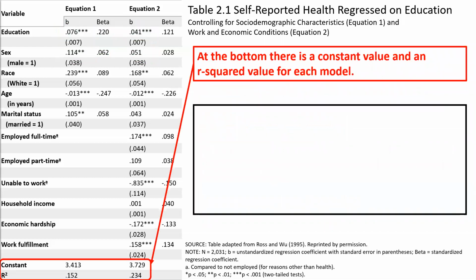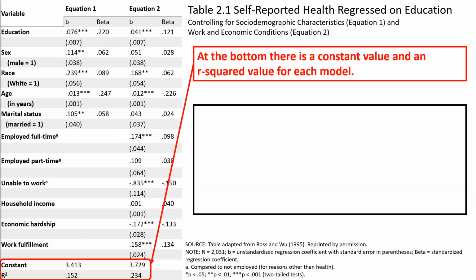At the bottom, there is listed a constant value and an R-squared value. The dependent variable is self-reported health, and everything in the table helps us to understand the factors that influence someone's self-reported health score and how influential each variable is on that health score outcome.